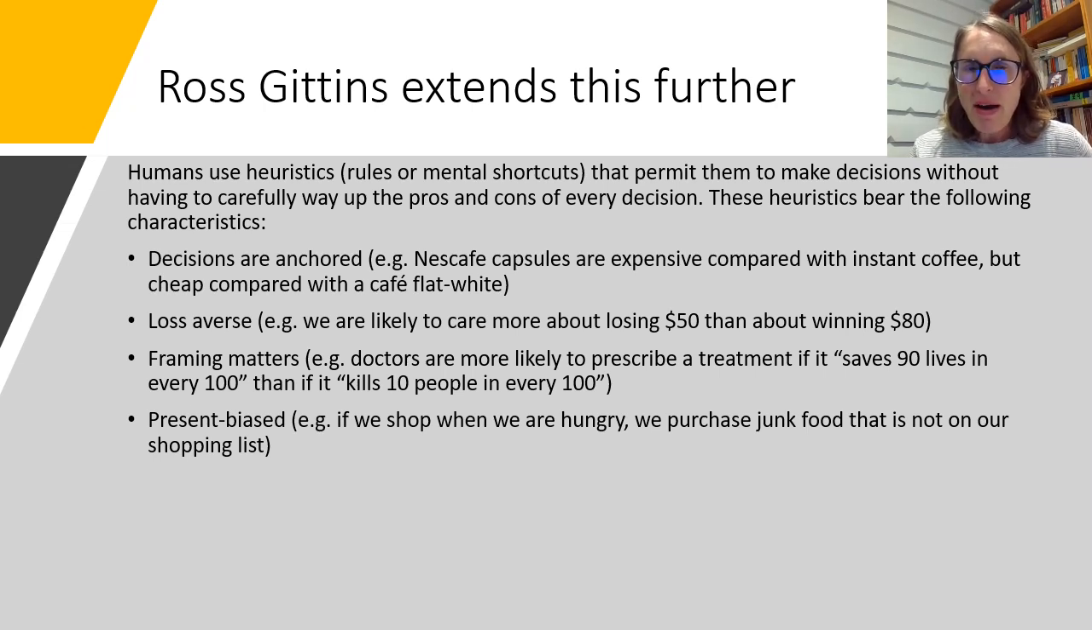The heuristics are also present biased, so if we shop when we're hungry, we purchase junk food that's not on our shopping list. Or as Andrew Lee has shown, drawing on other research in his own article, we trade off between today and tomorrow in a way that privileges today. So when faced with a choice between $10 today or $11 tomorrow, many people would go for $10 today, losing $1 in order to get the cash now. But when faced with a choice between $10 in 7 days and $11 in 8 days, almost everyone is willing to wait another day because another day doesn't seem so long for another dollar.